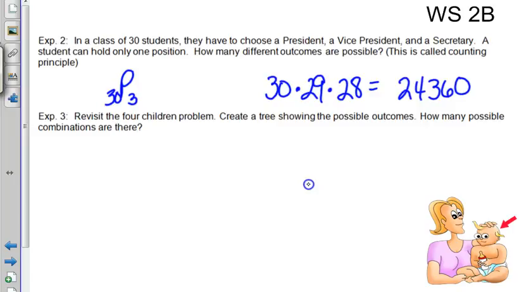Oh, no, we ain't doing a tree diagram. How many possibilities were there? 16. Okay, we're going with that. Basically, it's just reminding you, okay, there's 2 chances each time.